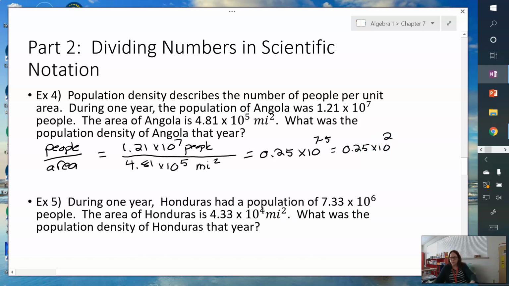Now our rules for scientific notation say that I can't have a 0.25, so I need to move this decimal point over one space. That multiplies my 0.25 by 10 to give me 2.5. Now when I multiply by 10, I need to divide by 10 over here, or else I've changed my value. So I get times 10 to the 2 minus 1, or just times 10 to the 1, which is 2.5 times 10 to the 1 in scientific notation. And that's going to be people per square mile, or about 25 people per square mile.